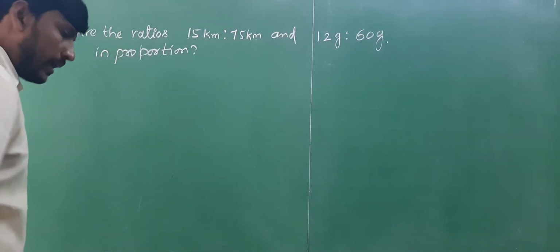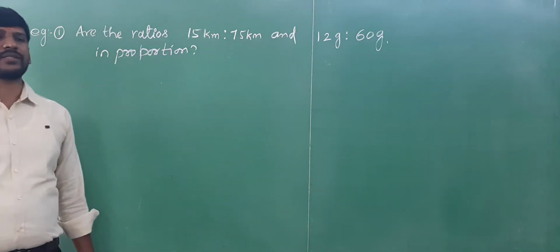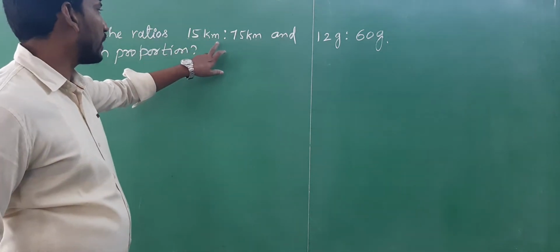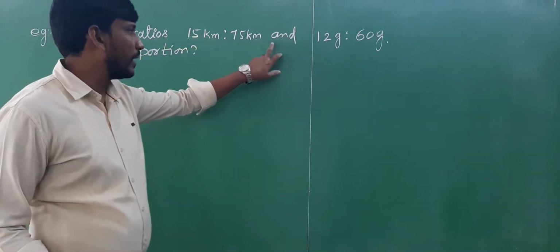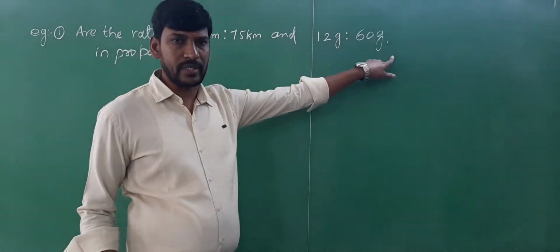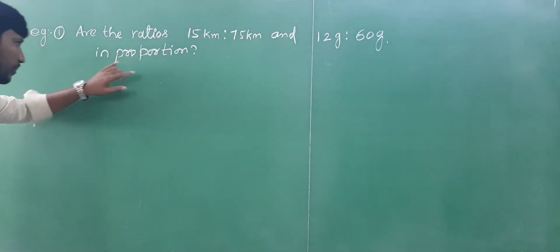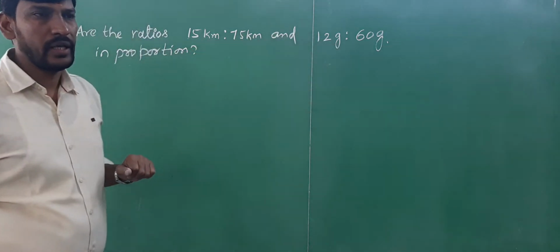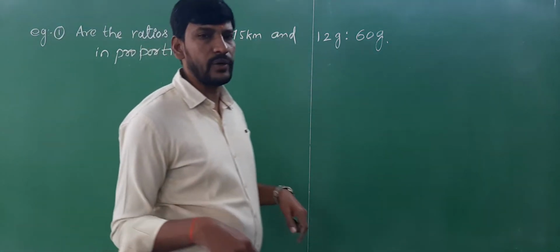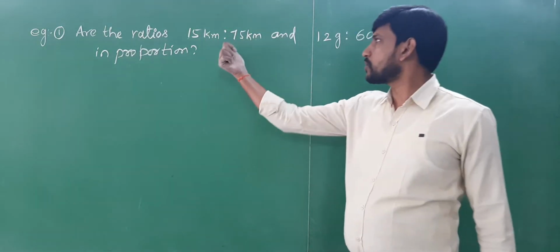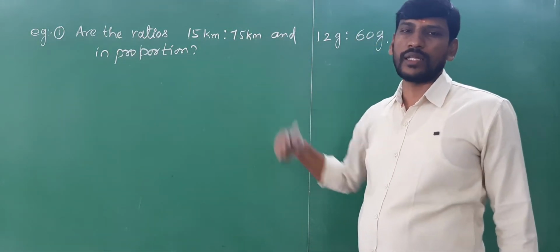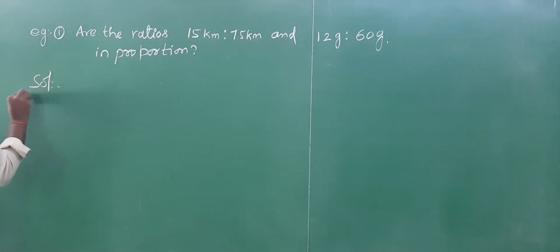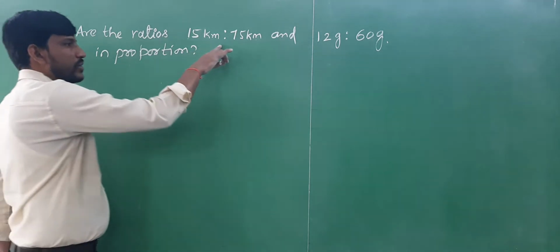Right, children? Let us discuss one example, whether it is in proportion or not. Are the ratios 15 km is to 75 km and 12 grams is to 60 grams in proportion or not? We need to find out whether these two ratios are in proportion or not. So what are we going to do? We need to find the simplest form of these two ratios. Then we will get the answer. That's it. Very simple. We need to find the simplest form of the given ratios.